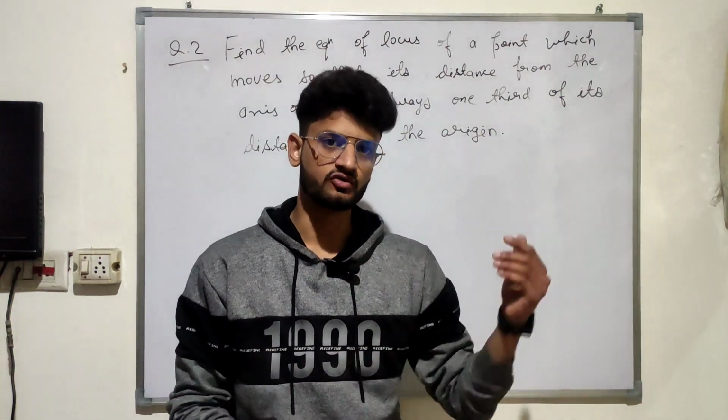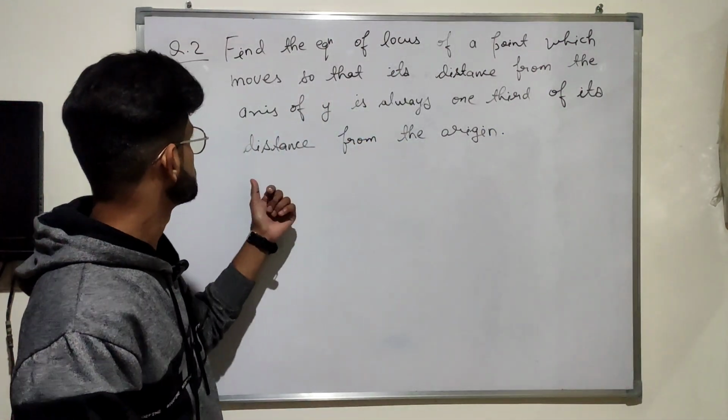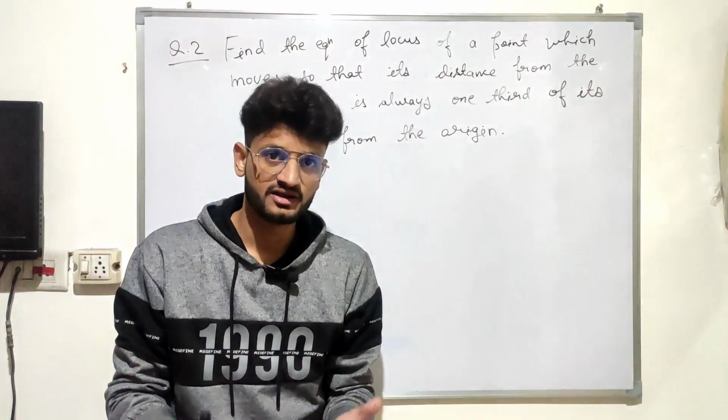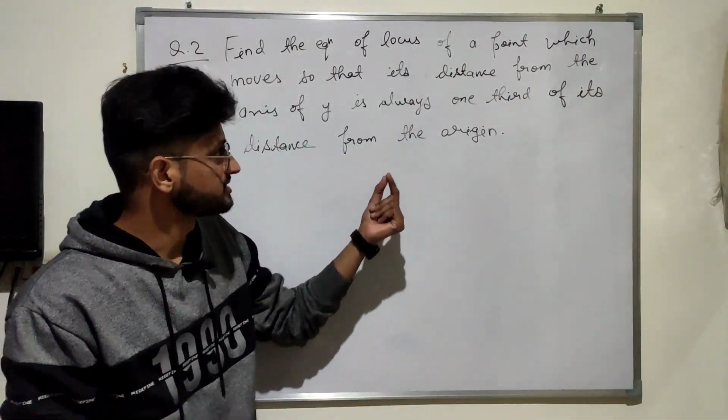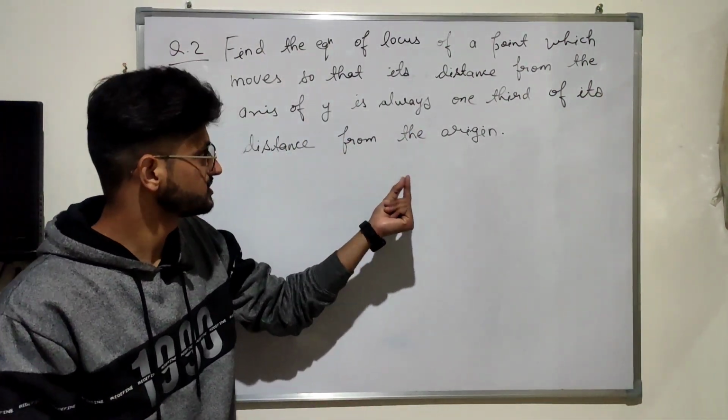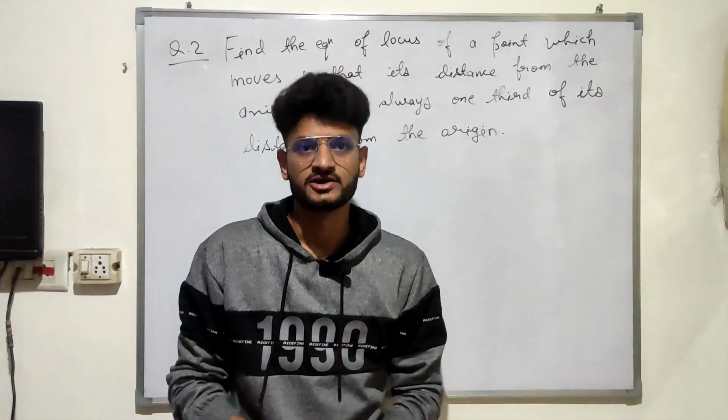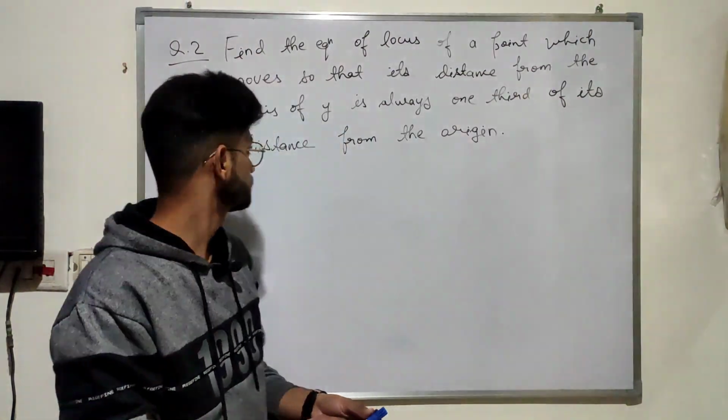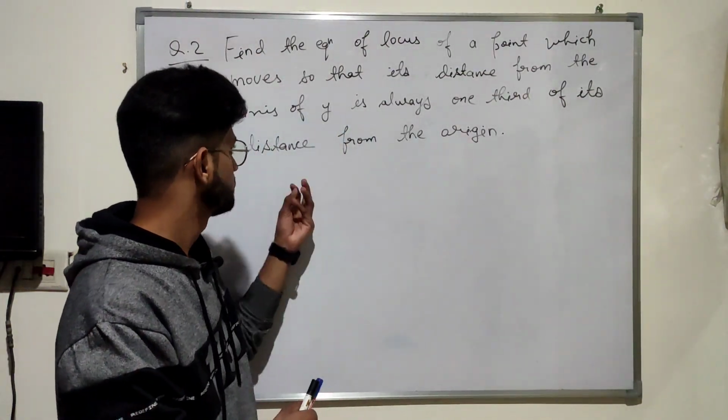So here we have question number 2 for locus. The question is: find the equation of the locus of a point which moves so that its distance from the axis of y is always 1/3 of its distance from the origin. So basically we have been asked to find the locus of a point.